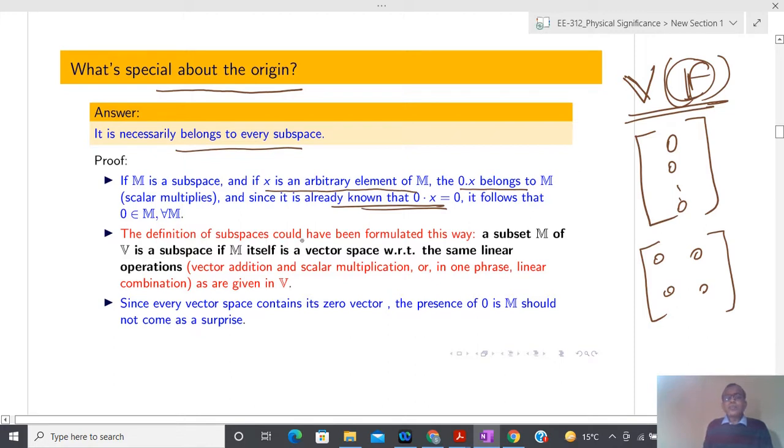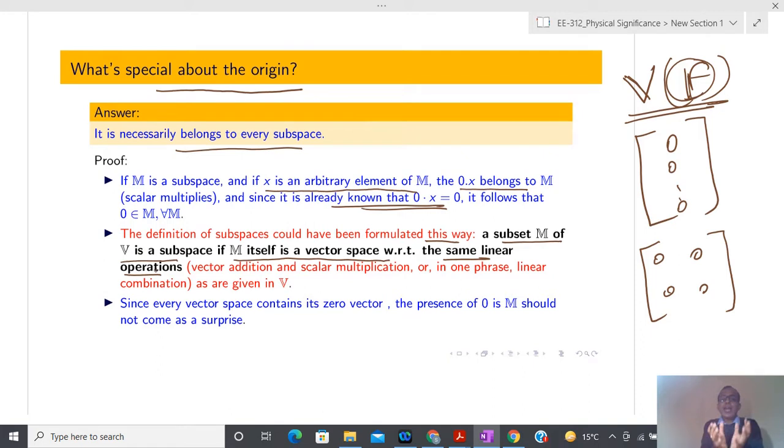Okay, so the definition of subspace could also have been formulated in this way: a subset M of a vector space V is a subspace if M itself is a vector space with respect to the same operations. It means that I have a very large space, and inside that I have a smaller space that satisfies all the properties of the bigger space. That is the meaning. And most of the time, whenever we are performing applications, our requirement is not the whole space, our requirement is always a smaller one.